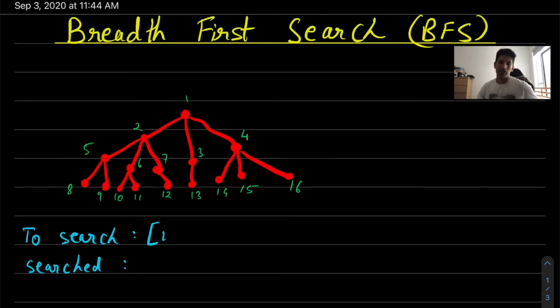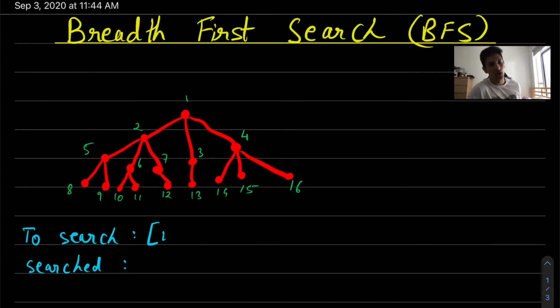Now there's a subtle difference between seeing and searching. In this example over here, let's say we're starting in node 1. So we have seen node 1, but we haven't searched it yet. Once we search node 1, we will see nodes 2, 3, and 4, because those are the children of 1. Once we search 1, we can see its children.